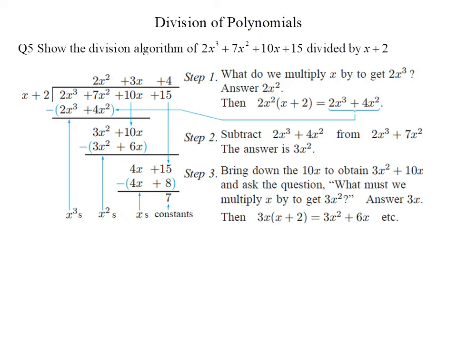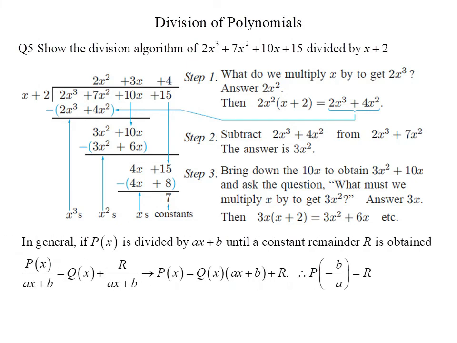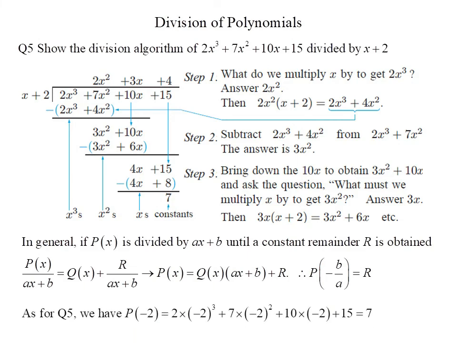Now, in general, if a polynomial p of x is divided by a linear term ax plus b, its remainder can be calculated by just replacing the polynomial variable by negative b over a. As for example 5, in order to calculate the remainder when divided by x plus 2, the number negative 2 is substituted into the polynomial variable, and we can work out the remainder, which is 7, as we did in the previous example.